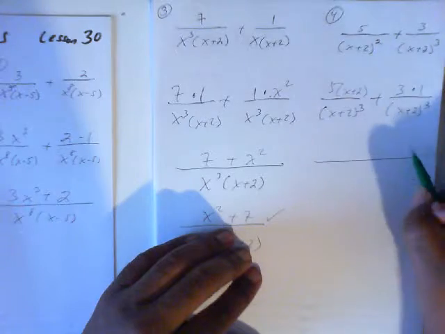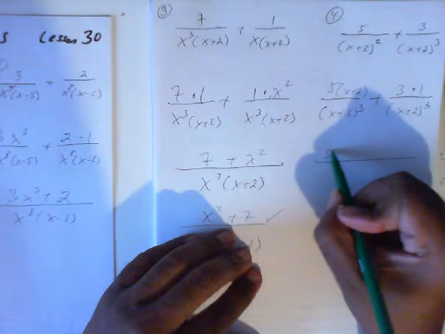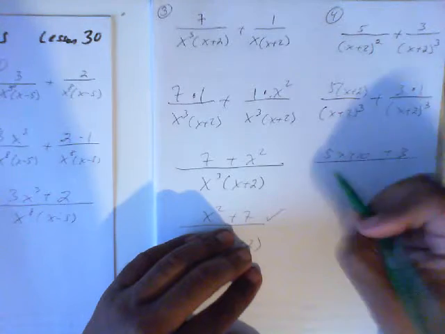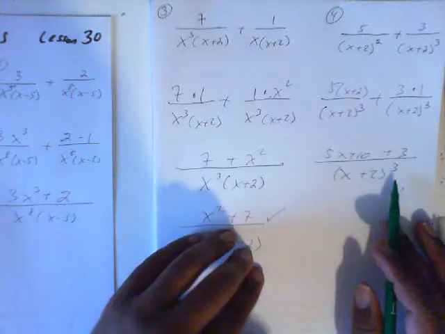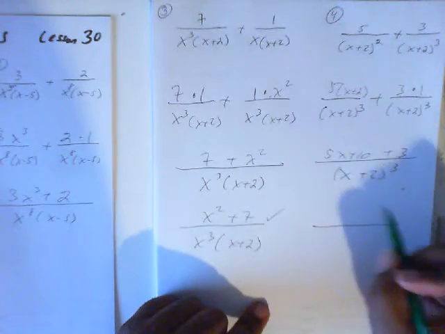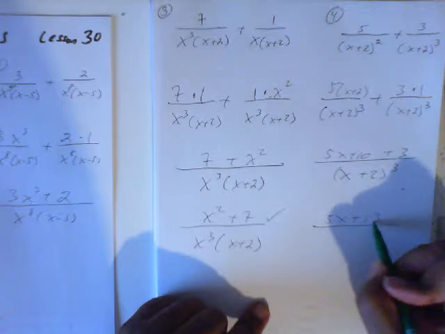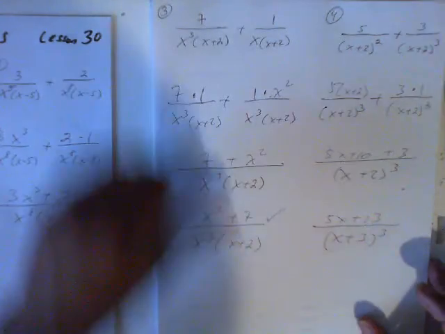And from here, we can distribute the 5 because this is a simple binomial, so we can get 5x plus 10. 3 times 1 gives us 3, and our denominator is x plus 2 all to the third power. From here we can collect like terms, so the 10 and the 3 can be collected, and we get 5x plus 13 all over x plus 2 all to the third power.